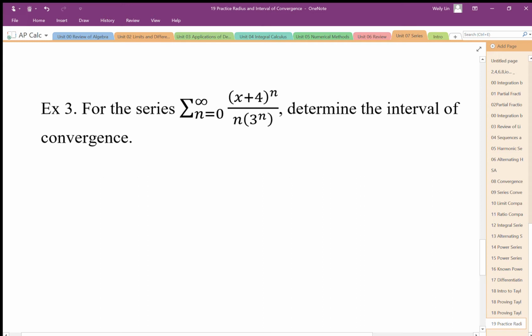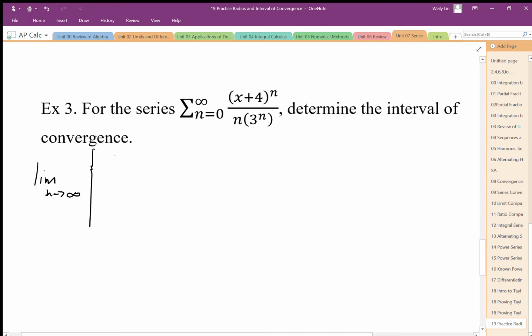So for this one, we're just going to do the same thing. We've been given the series. I don't know exactly what series this one's for, but we're going to do the interval of convergence. So we're going to do our ratio test to start. So limit as n goes to infinity.